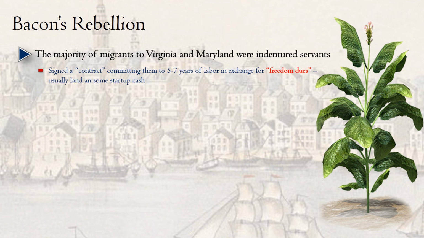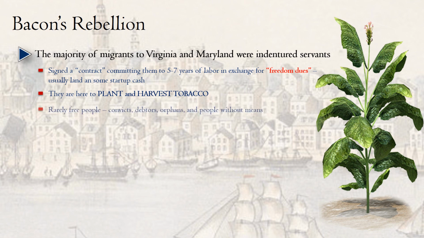And their freedom dues is usually some land and maybe some startup cash. It would vary from contract to contract, but the overriding principle is that you essentially give up your freedom in exchange for land in 5 to 7 years. Now, these folks are here in America, in Virginia, and in Maryland to plant and harvest tobacco, which is very labor intensive. And so they're going to supply the necessary labor for this growing economy based on tobacco.